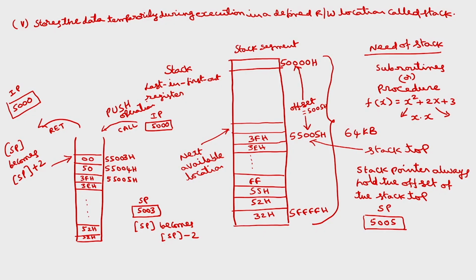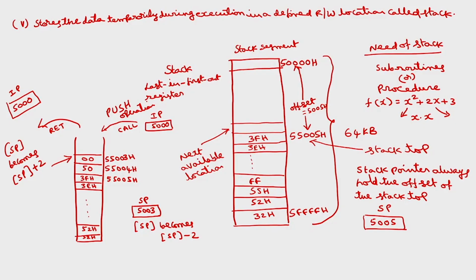The need of the stack is whenever a particular operation is repeatedly coming. Instead of writing that program many times in the main program, we can write a simple program in a subroutine and call it as many times as you require. In that process we need to store the contents of the instruction pointer and the registers temporarily in some memory location, which is called the stack.